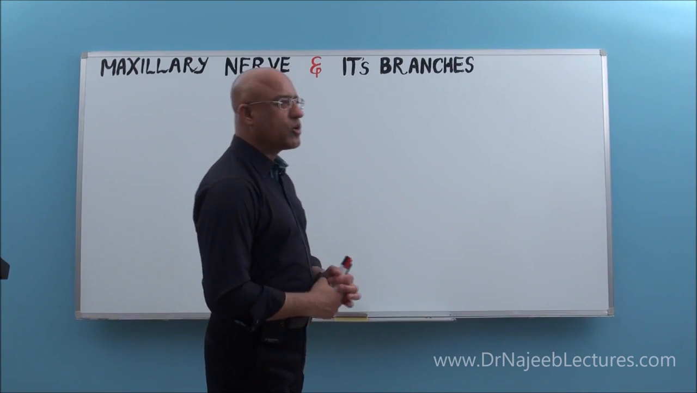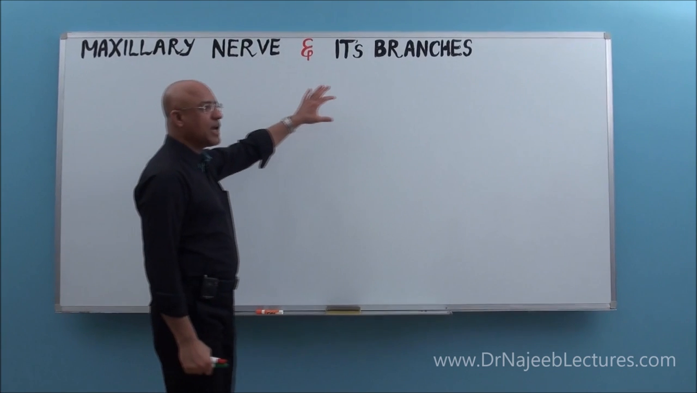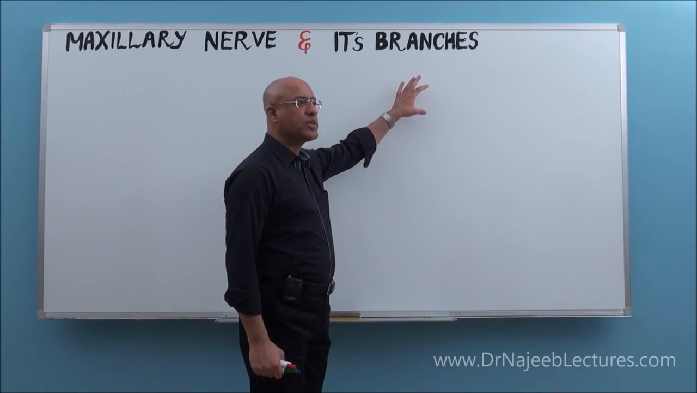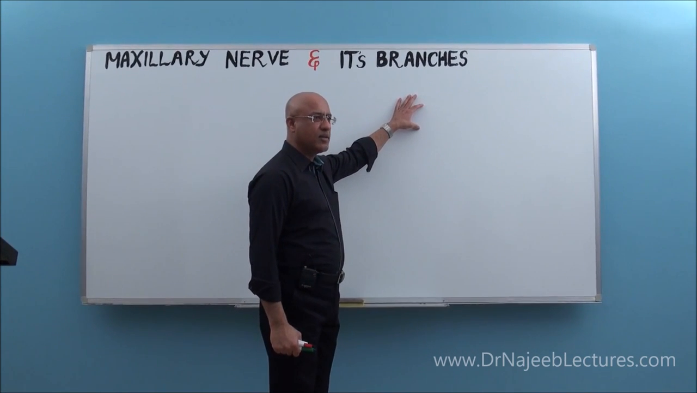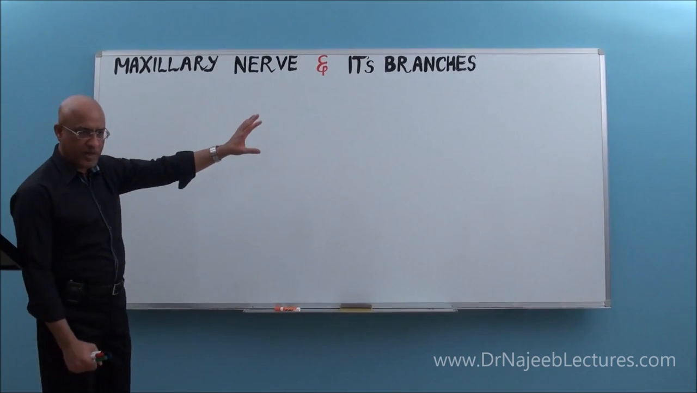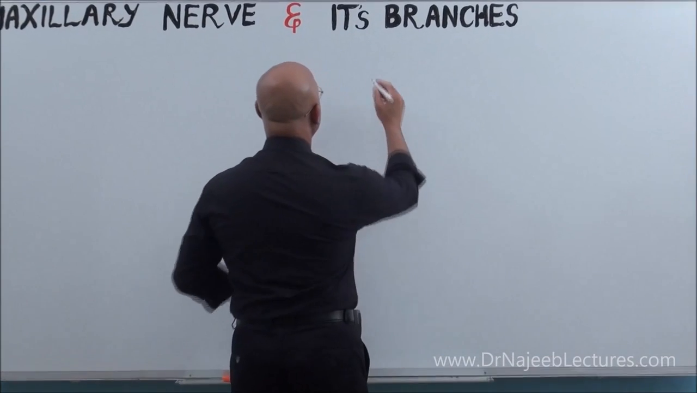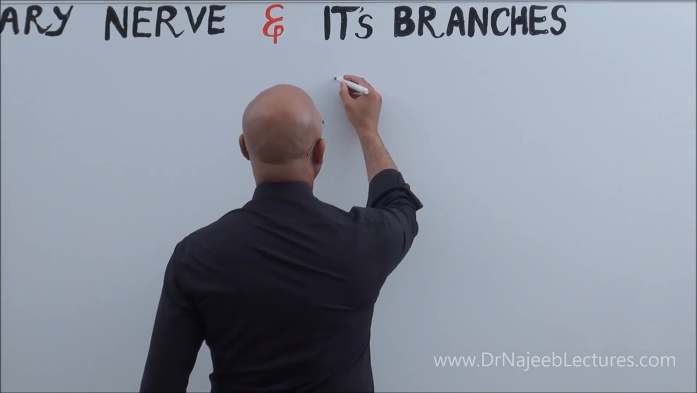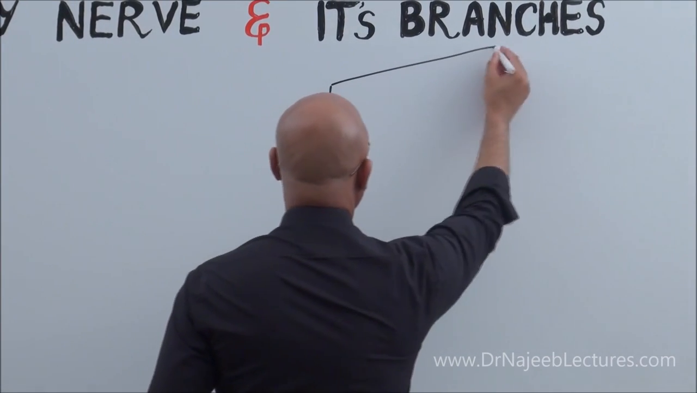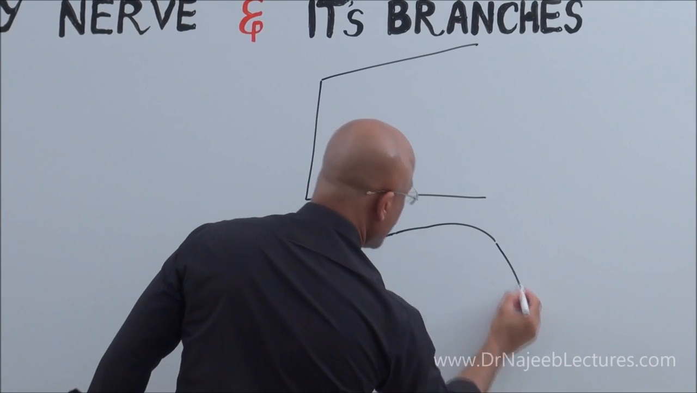Right. Today we are going to talk about the maxillary nerve. First of all, I will draw on the board the important anatomical landmarks which will help us to explain the maxillary nerve and its branches. So let's start from here. Here is your orbit. Here is your maxilla.